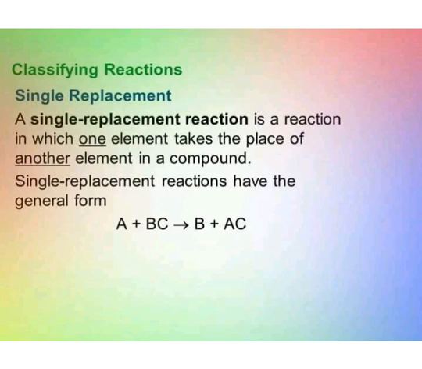Single replacement reactions. A single replacement reaction is a reaction in which one element takes the place of another element in a compound. Single replacement reactions have the general form A + BC → AC + B. In this reaction, A replaces the B in the product.